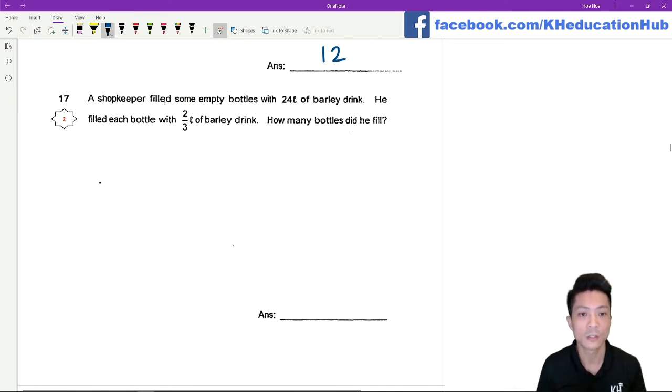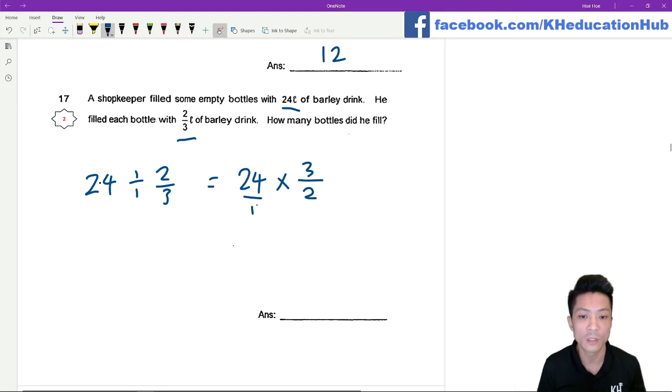Question 17. A shopkeeper filled some empty bottles with 24 liters of barley drink. He filled each bottle with 2/3 liters of barley drink. So how many bottles did he fill? So we're gonna use 24 liters divided by 2/3, because this is the amount of barley drink in each bottle. Do the same thing, 24, I'm gonna flip this over, it becomes a multiply by 3/2. Can give it a denominator of over 1. Simplify, it becomes a 12 and a 1, which is gonna give you 12 times 3, 36. There are 36 bottles.